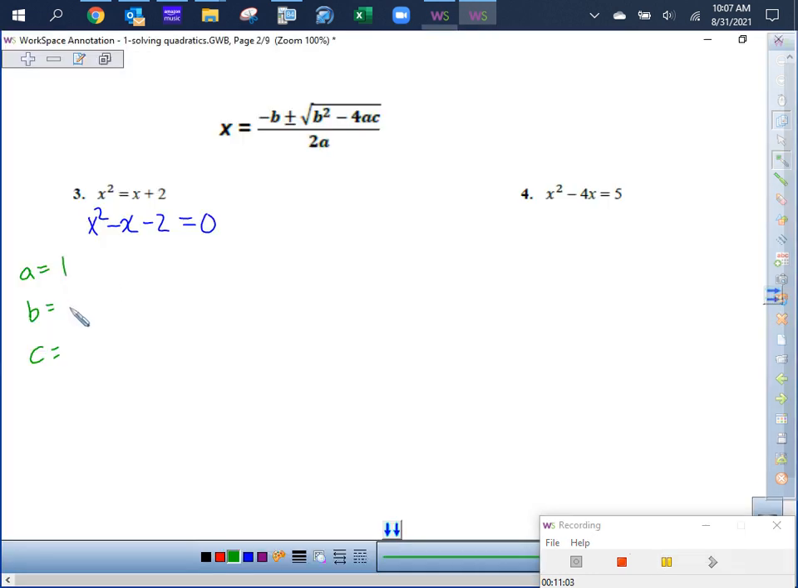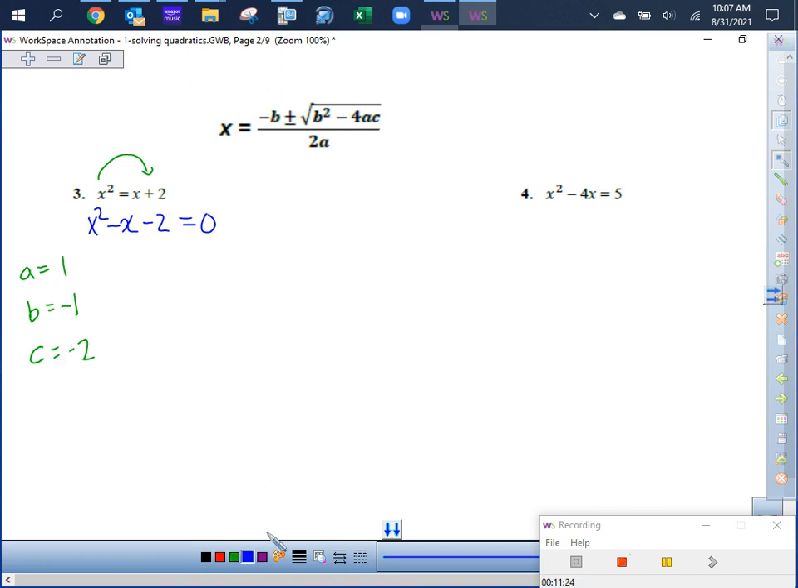A is 1. What's B? -1. What's C? -2. Now, it could possibly be, if you move this to the other side, A could be -1, B could be +1, and C could be +2. It's all going to work out, right? But if we moved this over here instead, it would still work if all of these numbers were complete opposites.